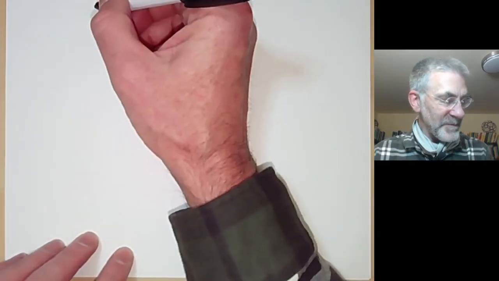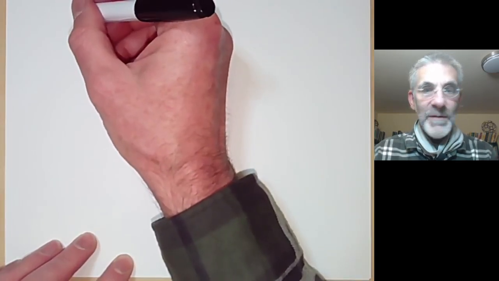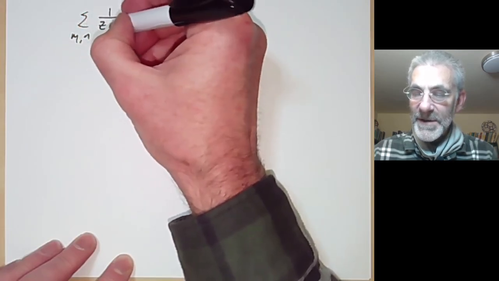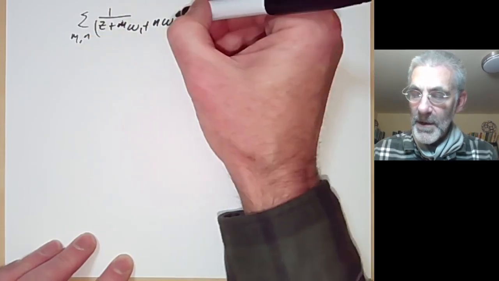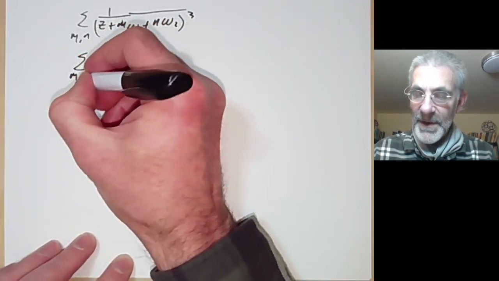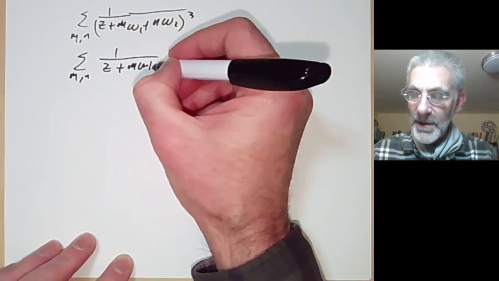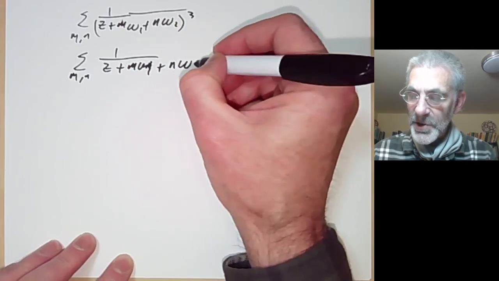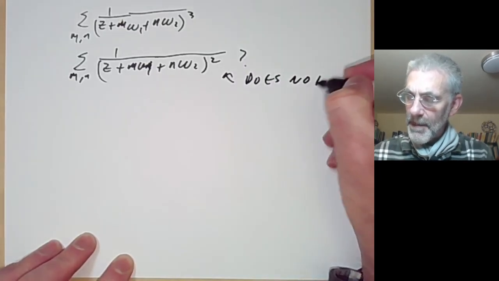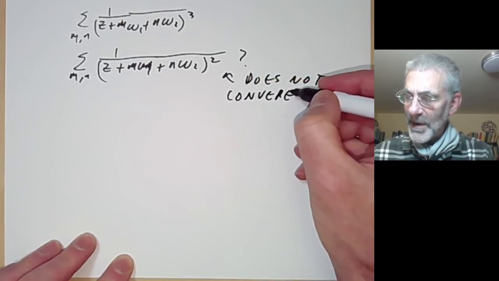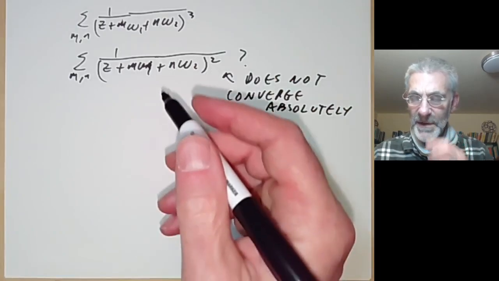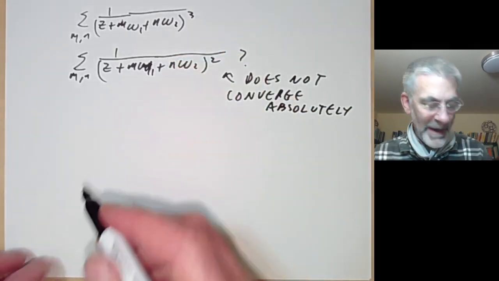So let's try, first of all, if we want, say, a pole of order 3 at 0, we can just take the sum over all m and n of 1 over z plus m omega 1 plus n omega 2, all cubed. So why can't we do this for the sum over all m and n of 1 over z plus m omega 1 plus n omega 2, all squared? Well, the problem is this does not converge. Well, actually it does converge if you add it up in the right order. So let's say it doesn't converge absolutely, because having the sum of something depend on the order you add it up in is a real pain.